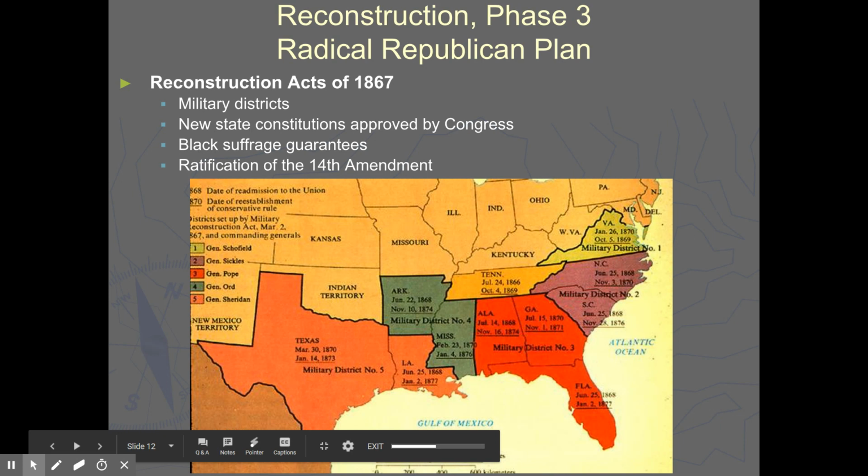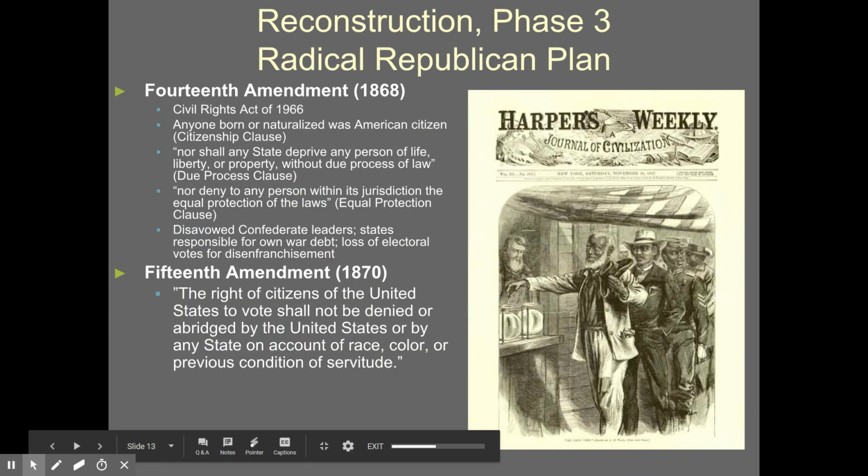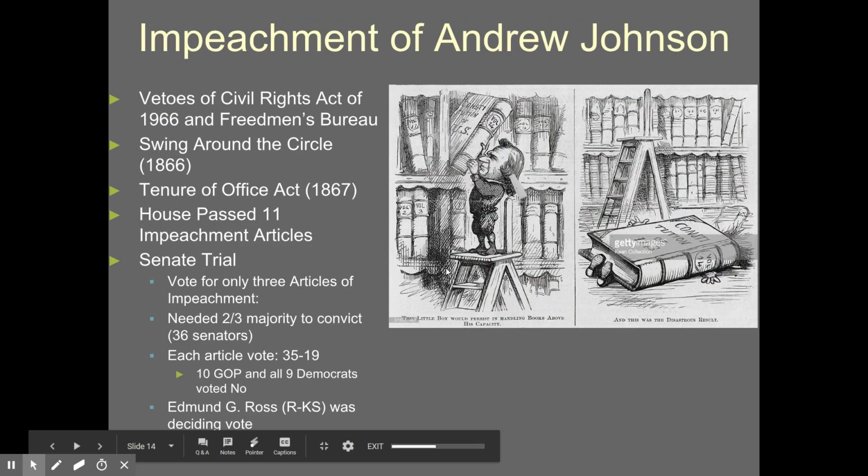In addition to radical Reconstruction, you also have the possibility of impeachment of Andrew Johnson. So here's the 14th and 15th Amendment laid out for you. Like I said, you can pause and take a look. And guys, make sure you take a look at the images that are in these PowerPoints, because you'll see these again through SAQs or on DBQs.